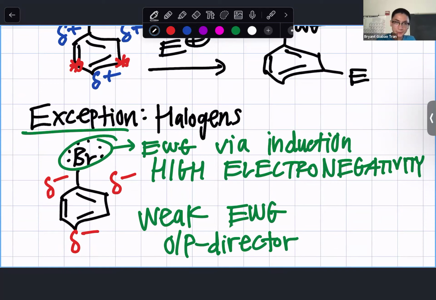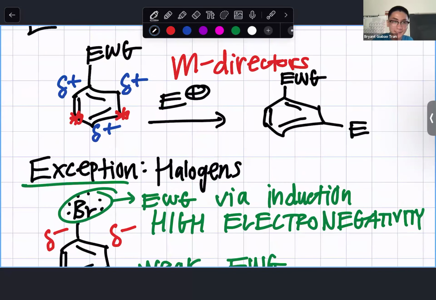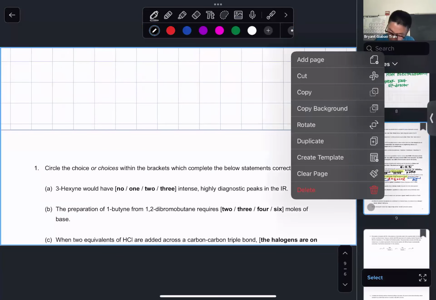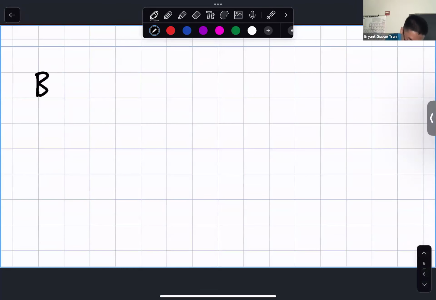Now there are, let's see, 1, 2, 3, 4, 4 or 5 EAS reactions that would add different kinds of electrophiles. Let's look at the first one here. The first one is going to be bromination or chlorination.